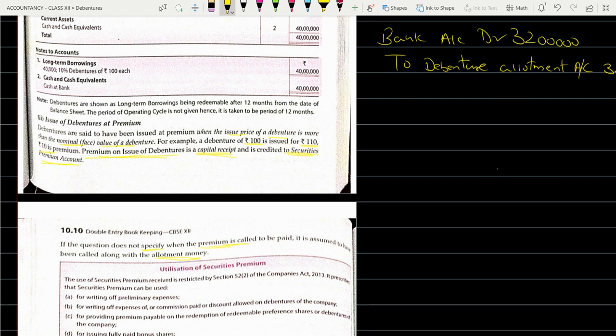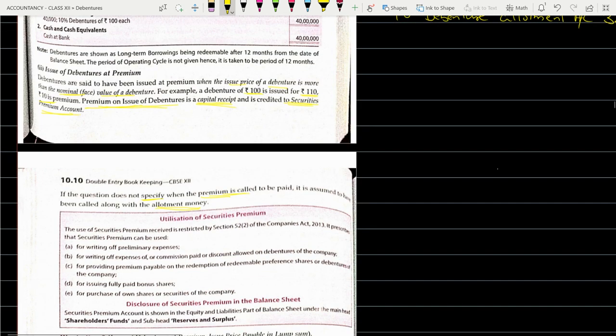In the same way, if the question remains silent and doesn't specify when the premium is called to be paid, it is assumed to have been called along with the allotment money. Any doubt up to this case? Does anyone have any doubt up to this? No, sir. Okay. The next one.